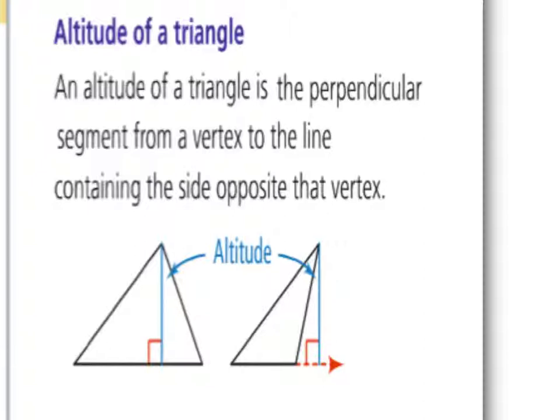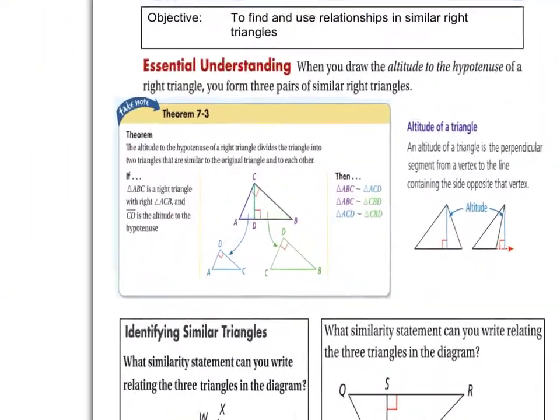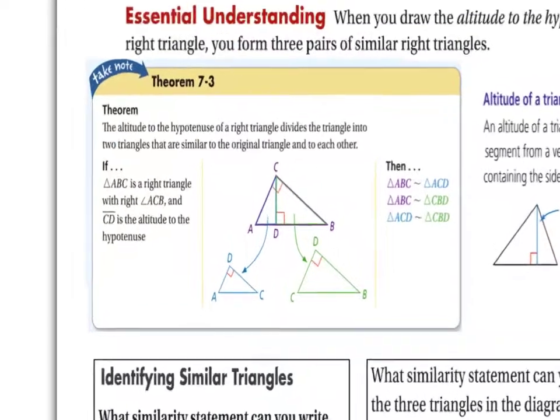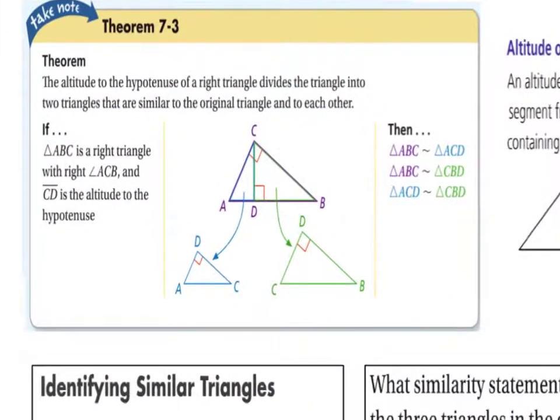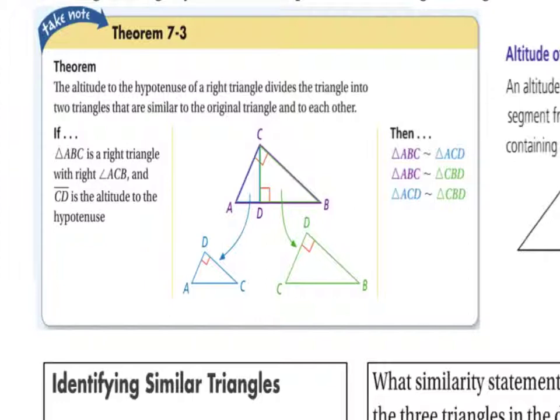Now, if you draw an altitude in similar right triangles, what it will do is it will create three right triangles that are similar. So theorem 7.3 says the altitude to the hypotenuse of a right triangle divides the triangle into two triangles that are similar to the original triangle and to each other. So, as you are looking at this picture here, when you draw this altitude from the right angle to the hypotenuse, it's going to create three triangles that are similar. Okay?